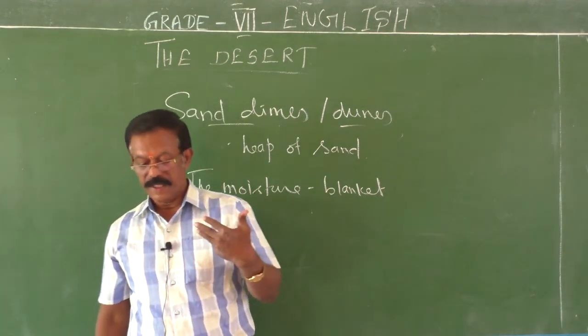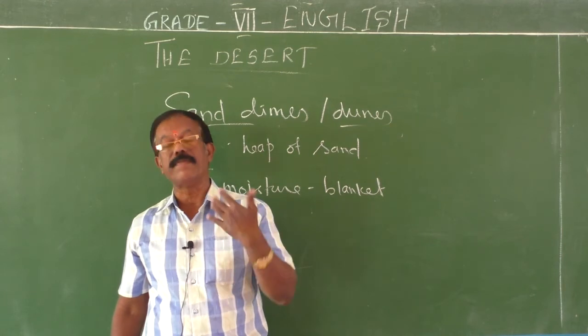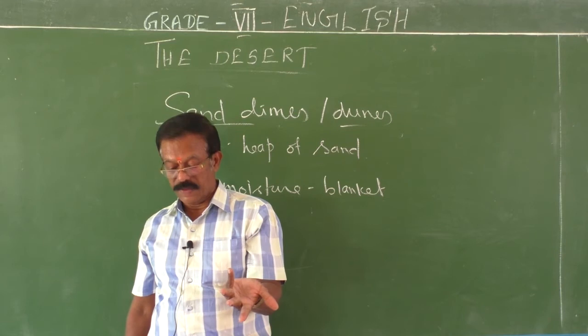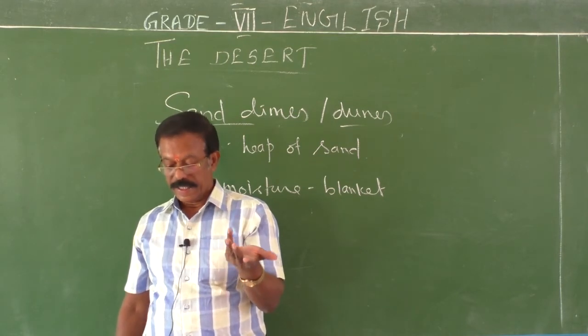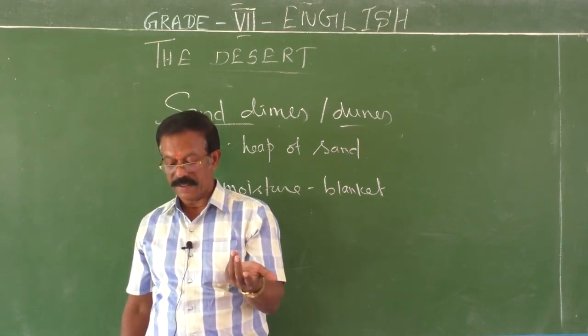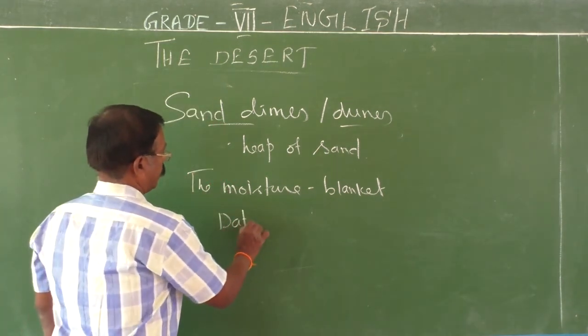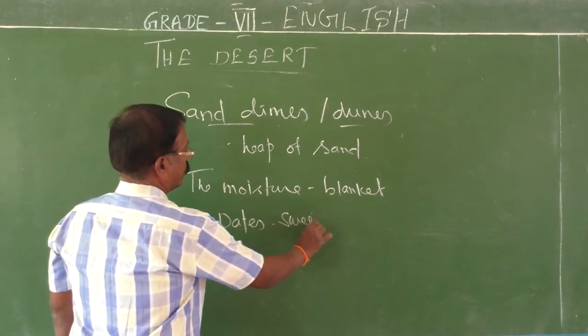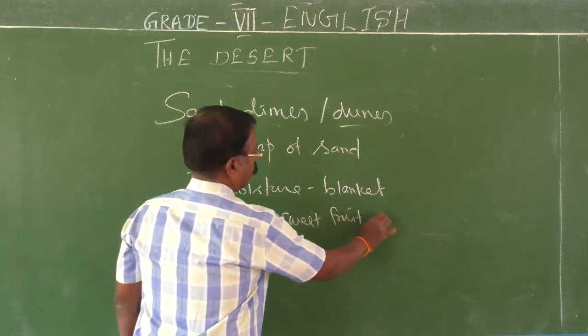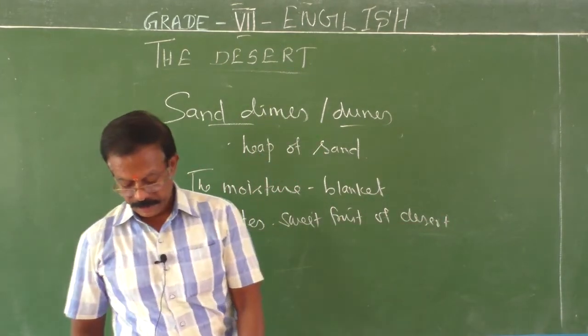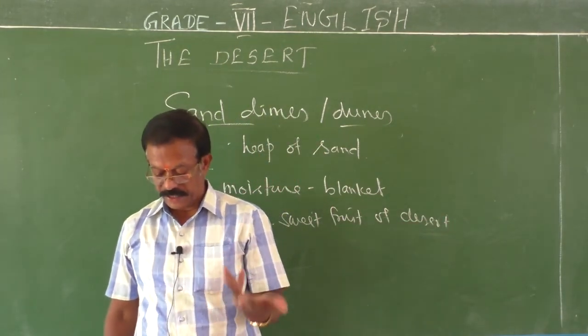Let me sum up. Desert animals and plants adapt themselves to the climate. People in the desert use camels as we use cows. Deserts are famous for dates, the sweet fruit of the desert. That's another important thing. Dates, the sweet fruit of the desert. So a desert is generally without water and vegetation.